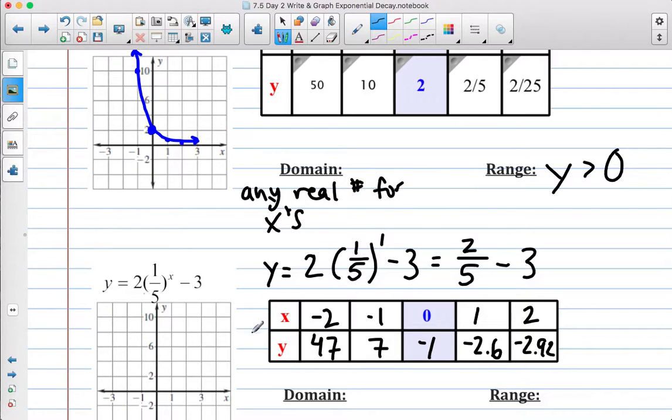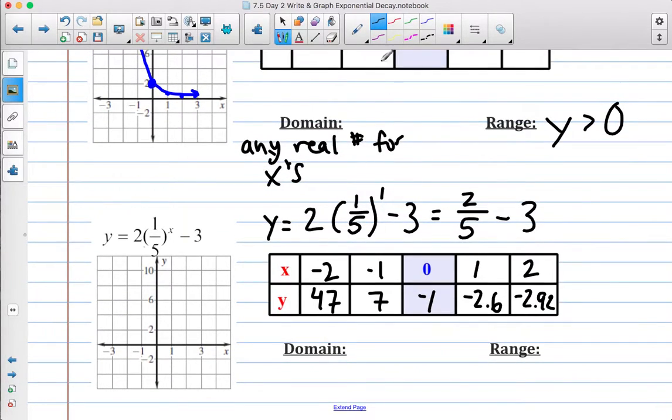So let's plot those points. I get 0, negative 1, the y-intercept, so it's going to be right down here now. Then I get 1, negative 2.6, right about there. And then 2, negative 2.92, somewhere like here. Negative 1 up here at 7. And then it doesn't fit.